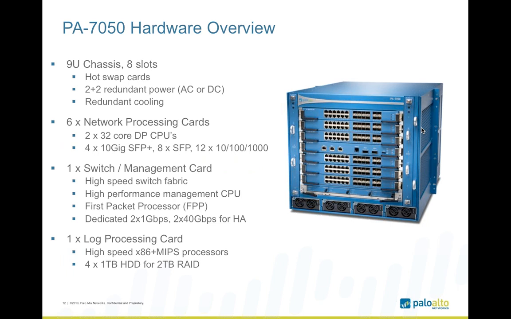And another thing is the backplane of this chassis is 1.2 terabits. So today on this system we can provide you 120 gigs of throughput very easily, but in the future maybe we'll come up with new network processing cards. So without changing the chassis, you can just change the cards inside, and then you can double or triple your throughput on the same chassis very easily.